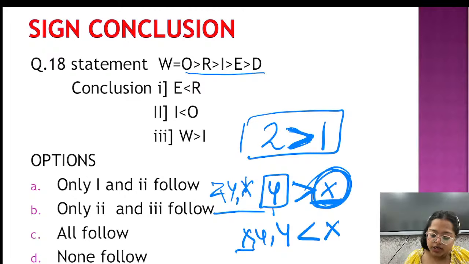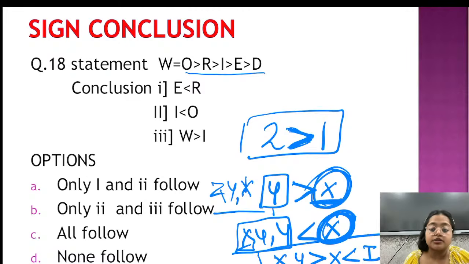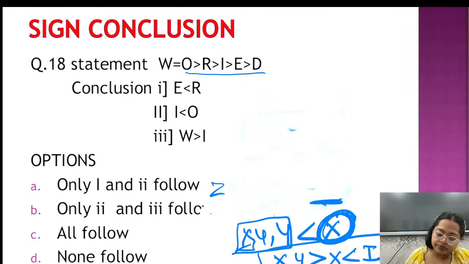So we can conclude this number would be bigger from all of these. But if the sign is like this, then it is very difficult to say whether the given statements are correct or not. So we solve one question here.